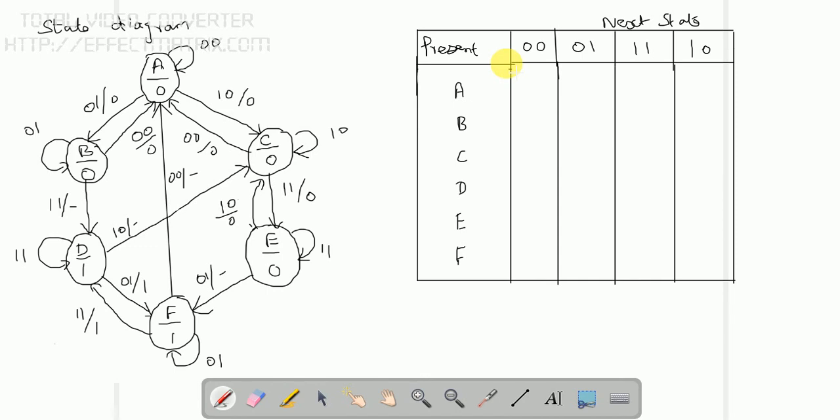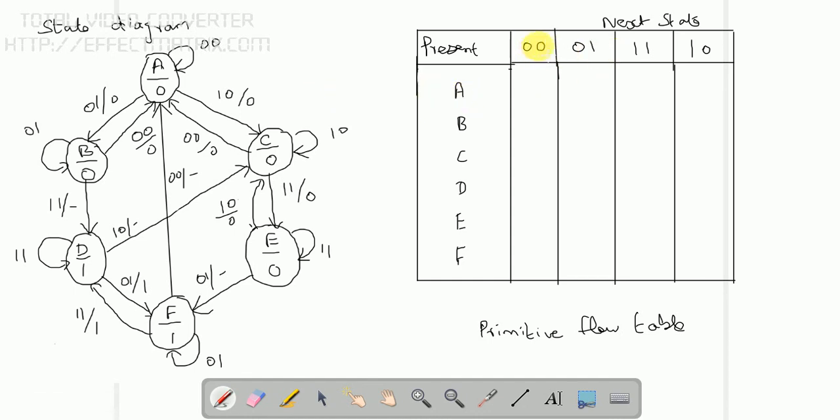So using the state diagram, we are going to draw the primitive flow table. So this is the primitive flow table. We have drawn the tabulation. Here I have highlighted all the present state values A, B, C, D, E, F. Then I have also highlighted the next state values 0 0, 0 1, 1 1, 1 0.